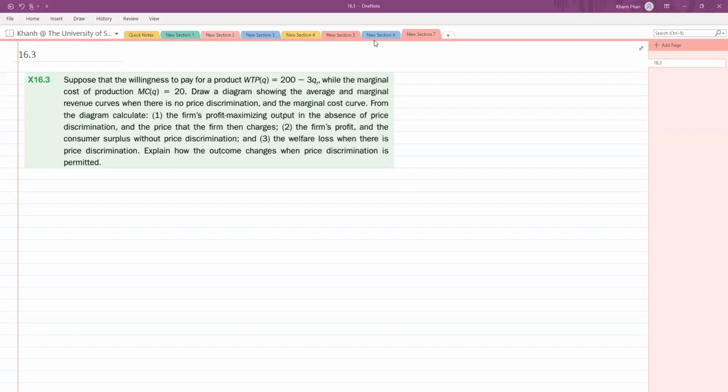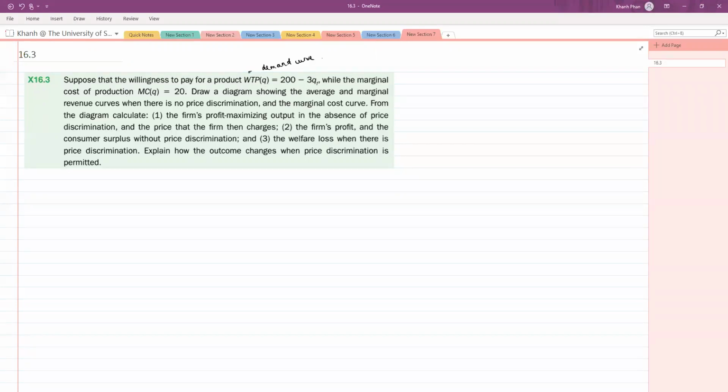All right, so in this question, we are given a willingness to pay curve, which is equal to 200 minus 3Q. Now remember, the willingness to pay is just the demand curve. The demand curve is telling you how much the consumer is willing to pay for the product. So this is the demand curve for the market. It's telling you how much in total all the consumers are willing to pay for a certain level of output.